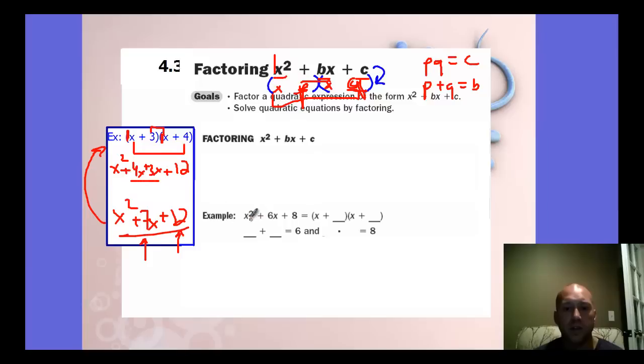And so factoring here in this example, we have x plus blank and x plus blank. The first part's already been written for us, x times x. So we're really looking for the two numbers that multiply together to be 8 and add together to be 6. And so 4 times 2 is 8 and 4 plus 2 is 6. So then I know when I break that up, it's x plus 4 times x plus 2. And if you go back and FOIL that together, you'll still get x squared plus 6x plus 8.